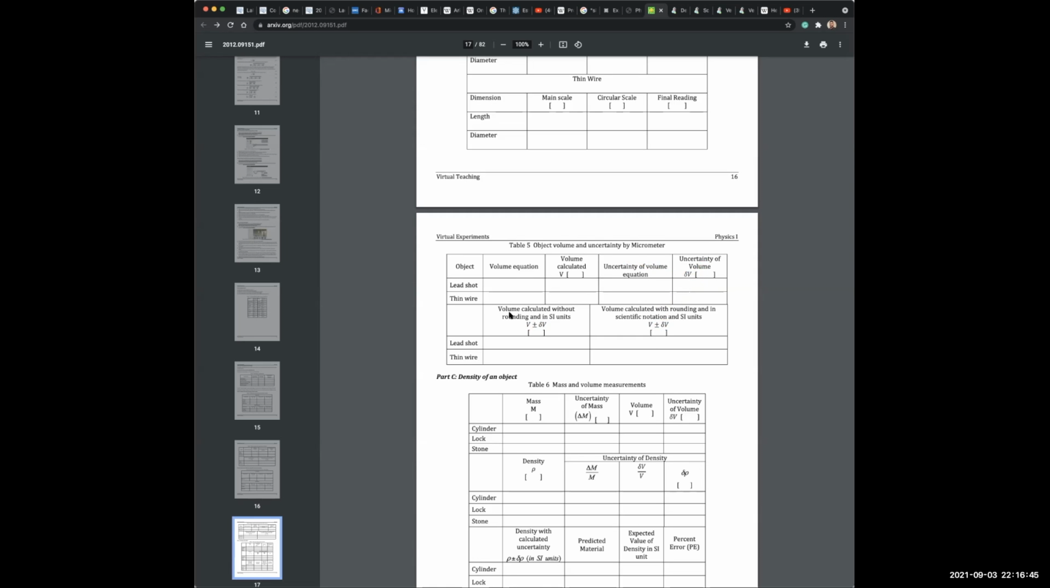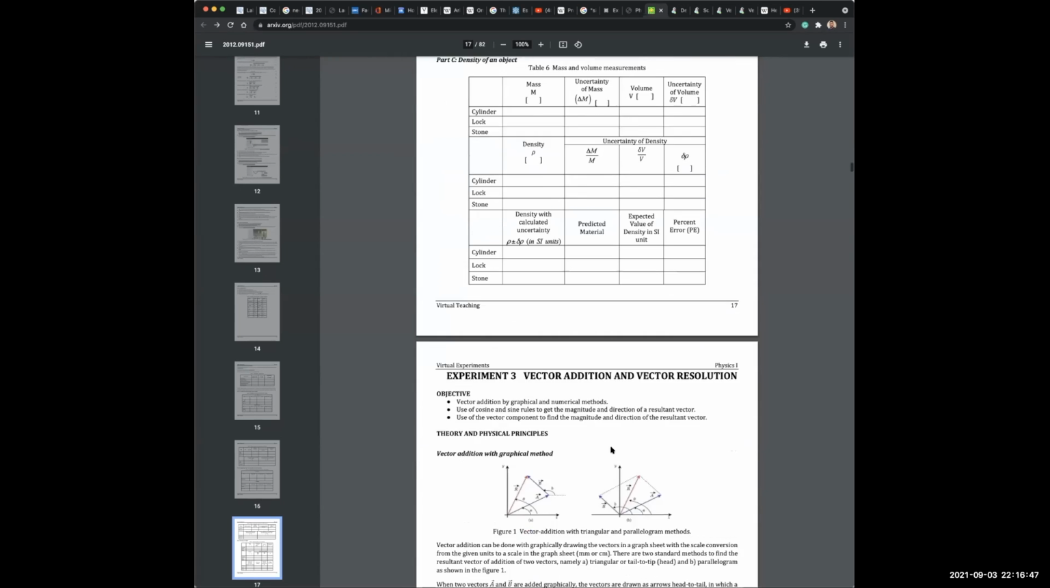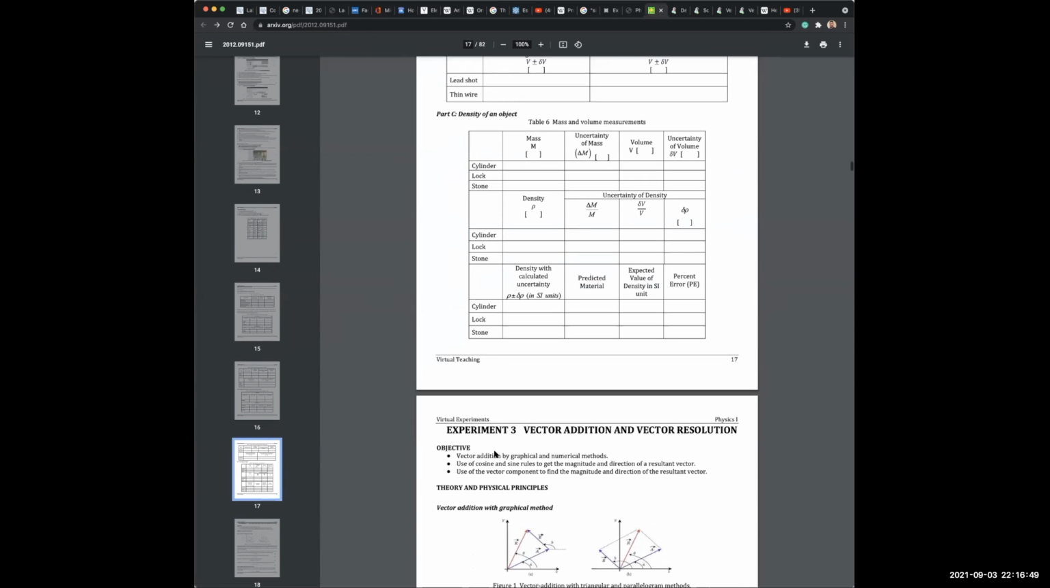Don't worry about this. Don't worry about that, or this, or this, and don't worry about this, and don't worry about that, or this. Does that make sense, everybody? How we're not doing any uncertainties?